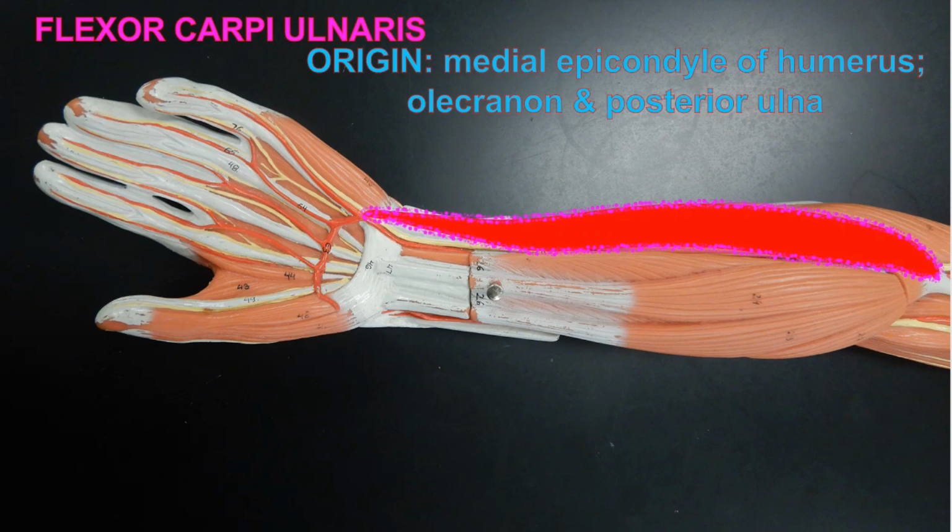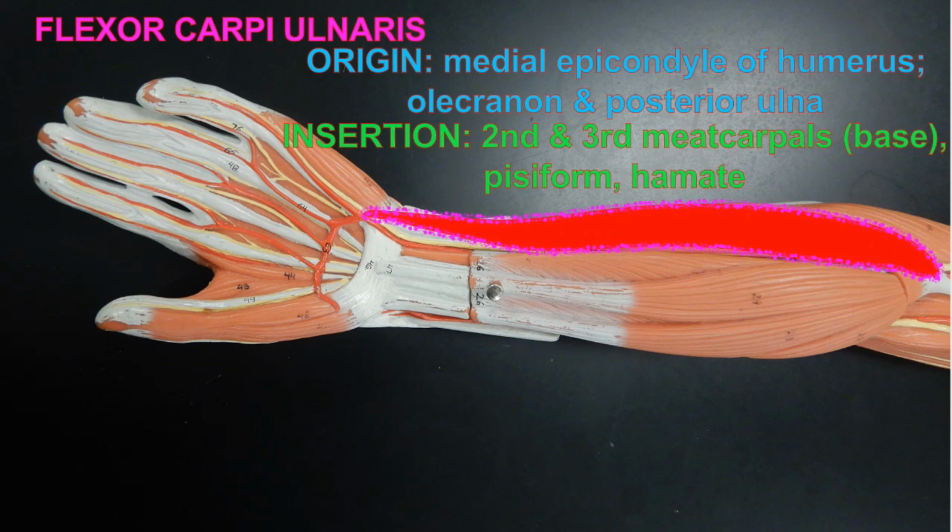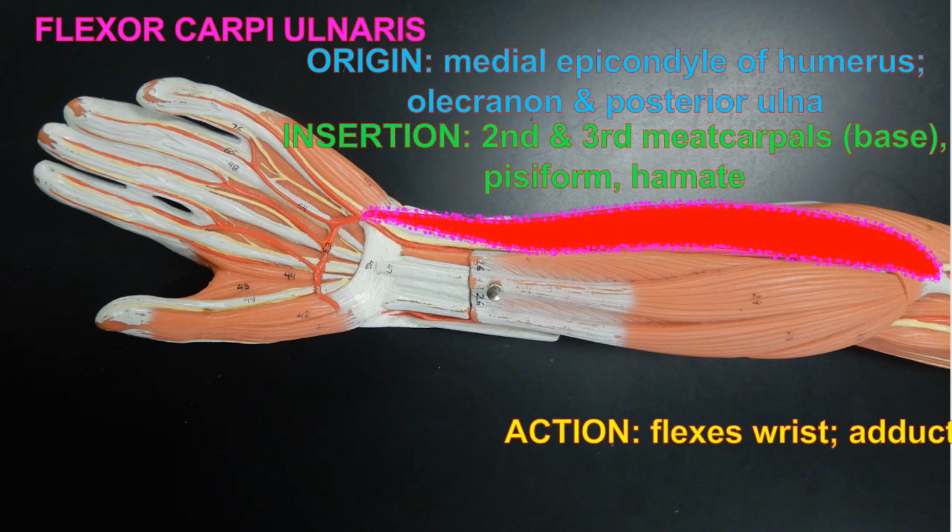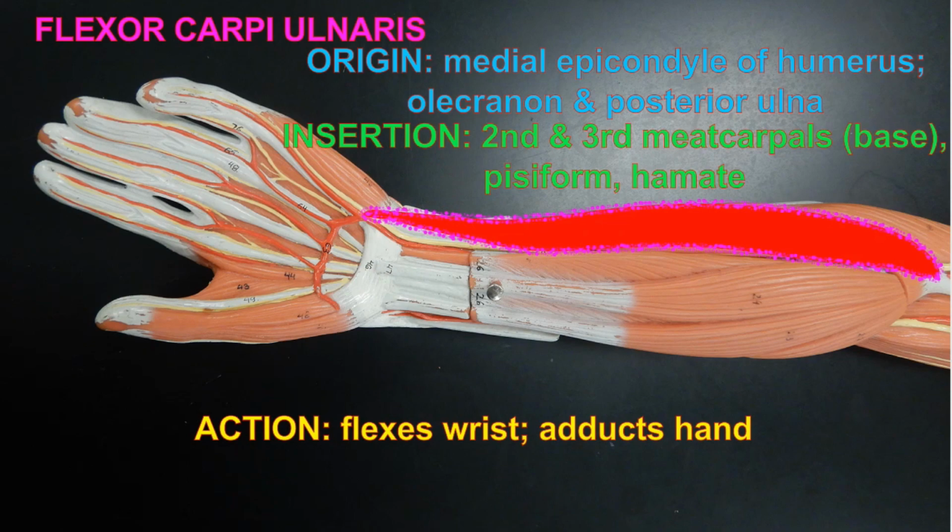The ulna is the medial forearm bone, and thus the muscle on the medial surface of the anterior compartment of the forearm, which flexes the wrist, is known as the flexor carpi ulnaris, originating on the medial epicondyle and the olecranon and posterior ulna, and inserting on the second and third metacarpals, in addition to two carpal bones, and it flexes the wrist and adducts the hand.